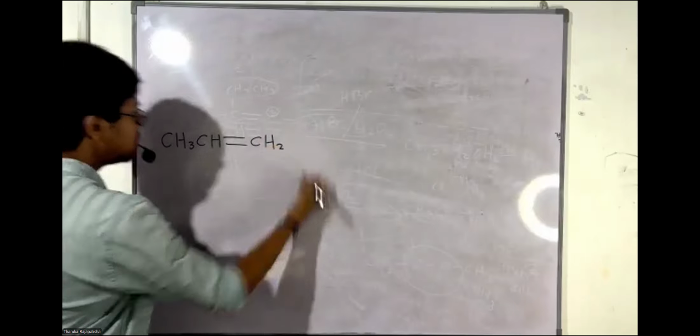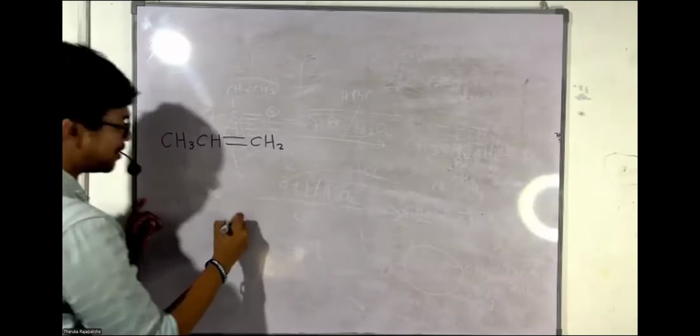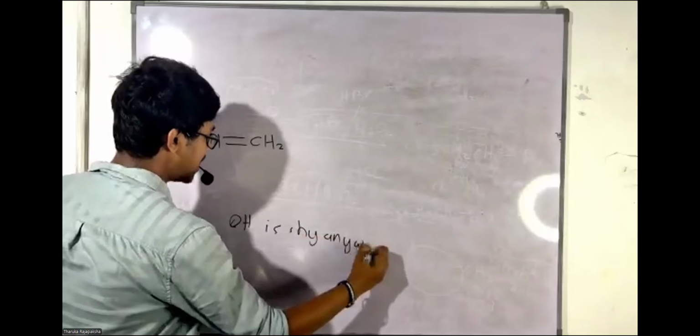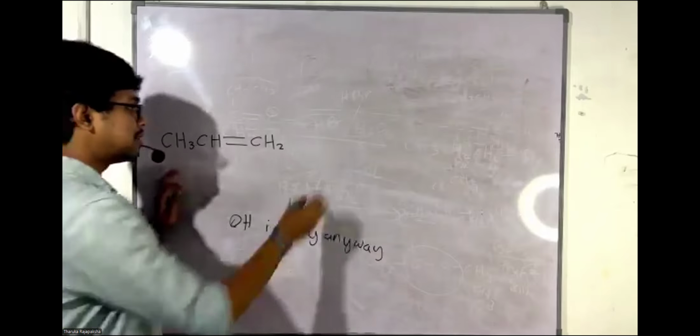Addition of concentrated sulfuric acid followed by hydration, adding water, for alkene. The OH minus will attach to the centermost carbon atom. So first of all, there is this compound CH3, CH and CH2. So here also it will attach to the centermost carbon atom. OH is shy anyways. There is no way you can attach the OH to the terminal carbon. You can't do that. Okay, write the product.